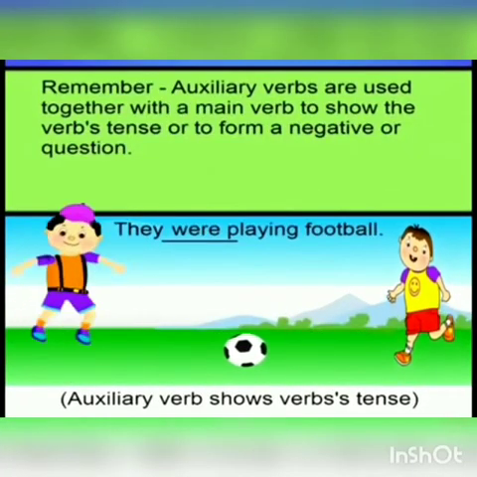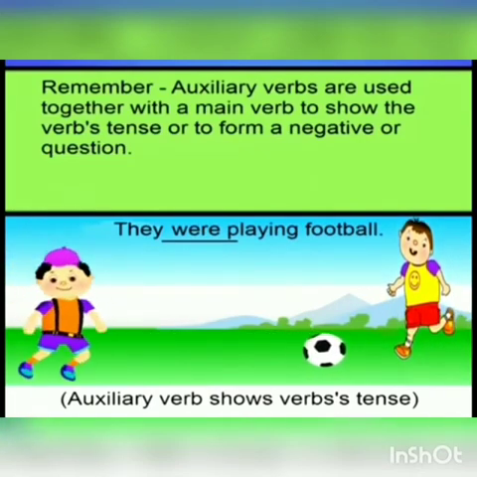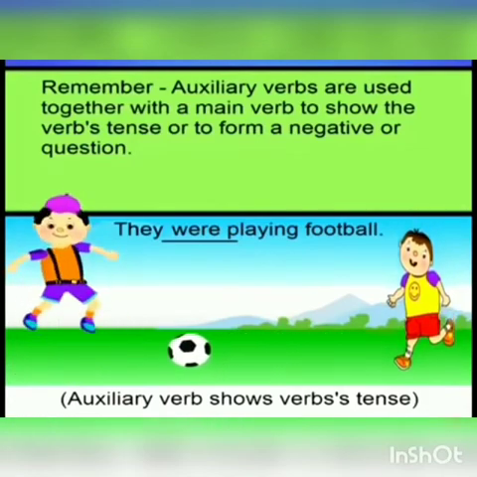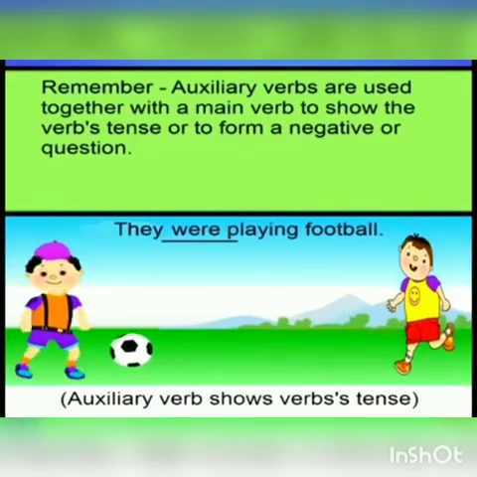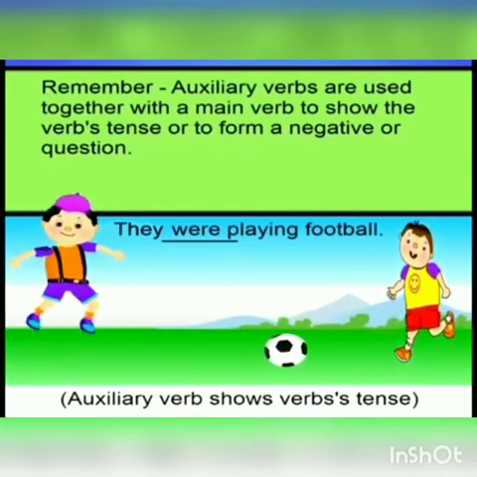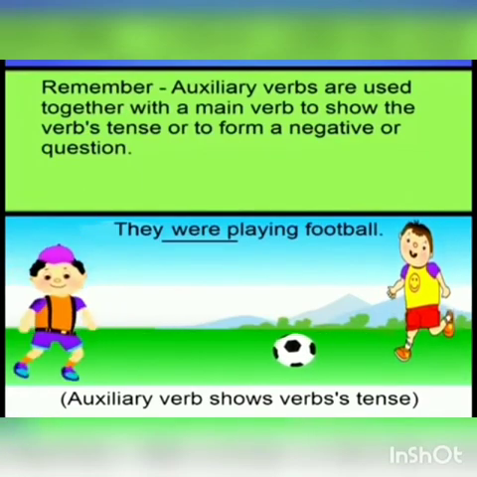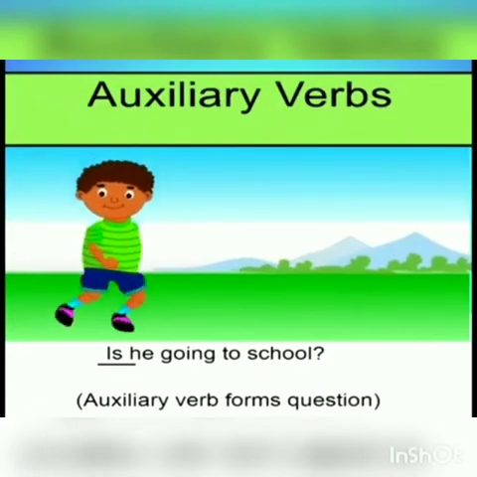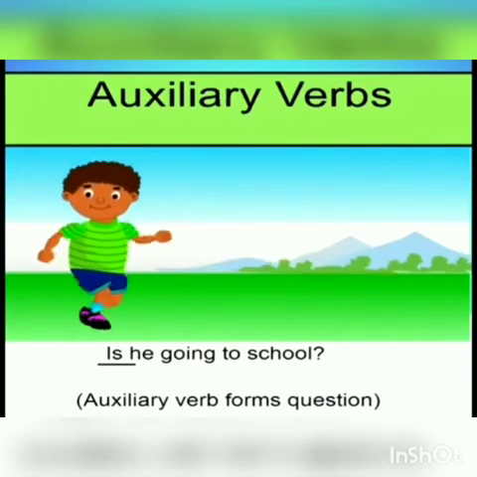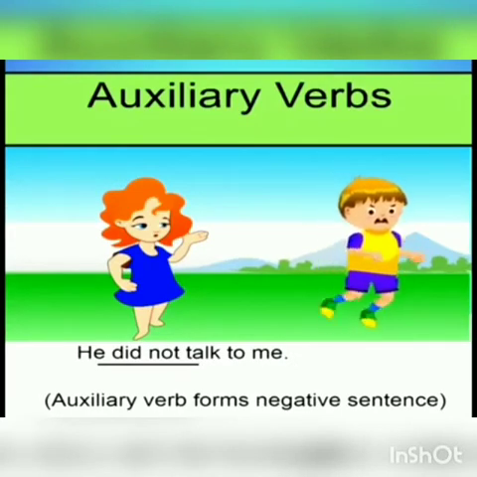Now let's take another example. They were playing football. Here, playing is the action being done, so it's the main verb. Were is the helping verb and it helps us to know that the action was done in the past. Auxiliary verbs can also tell that the sentence is negative or that it's a question. Let's look at those examples. Is he going to school? Here is helps us to know that it's a question. He did not talk to me. Here did not shows us that it's a negative sentence.